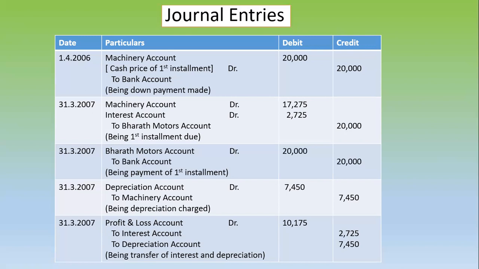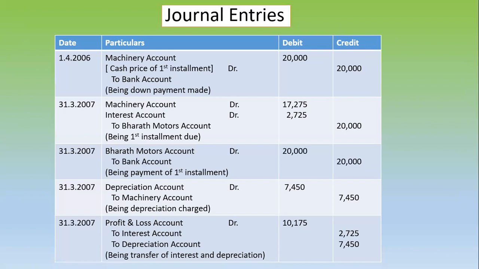And the fourth journal entry is for depreciation. Depreciation we have already calculated as 10% of 74,500, which is 7,450. So depreciation account debit to machinery account. And the last one is for the profit and loss account. Depreciation and interest will be debited in the profit and loss account. So profit and loss account debit 10,175.